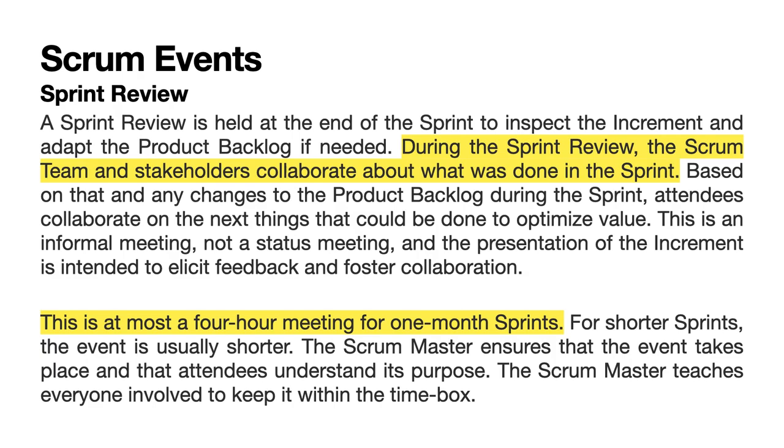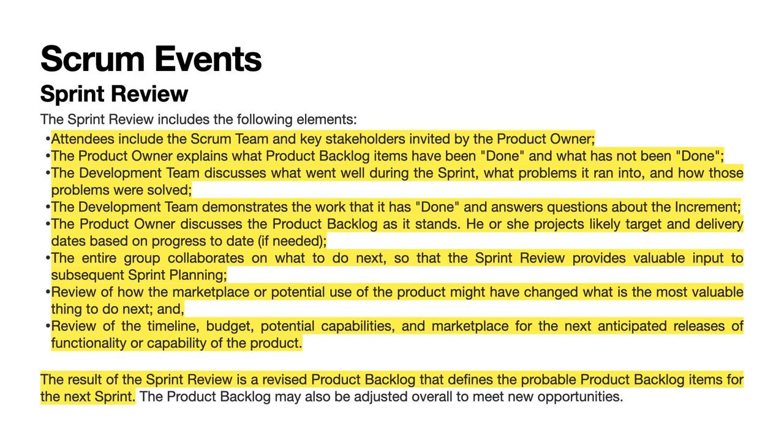The Scrum Master ensures that the event takes place and that attendees understand its purpose. The Scrum Master teaches everyone involved to keep it within the time box. The sprint review includes the following elements. Attendees include the Scrum team and key stakeholders invited by the product owner. The product owner explains what product backlog items have been done and what has not been done.